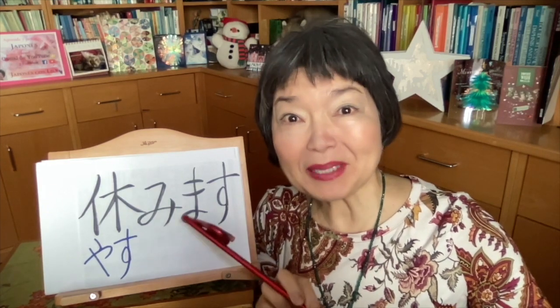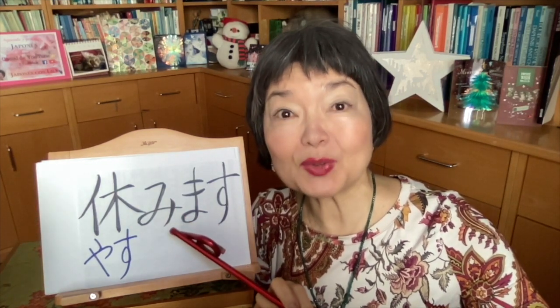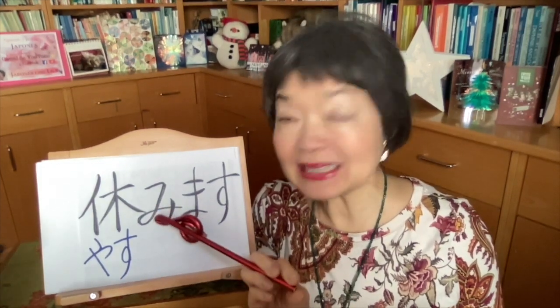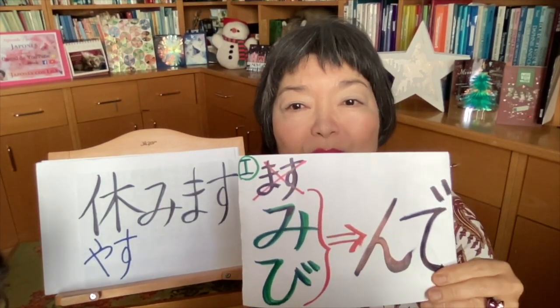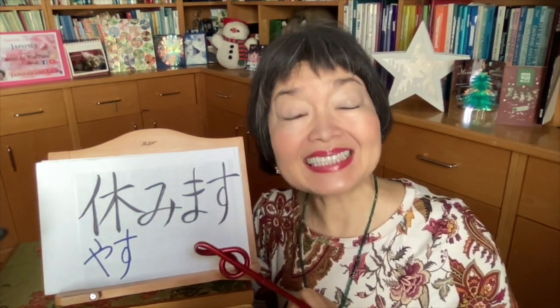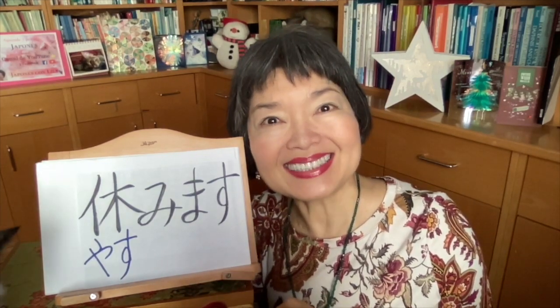Third example: just before the mas, if there's mi or bi, this changes to nde. Example, yasumimasu, it means to take a rest. So this is the mi sound. So mi changes to nde. Yasunde. Yasunde is the te form of yasumimasu. Yasunde, take a rest.